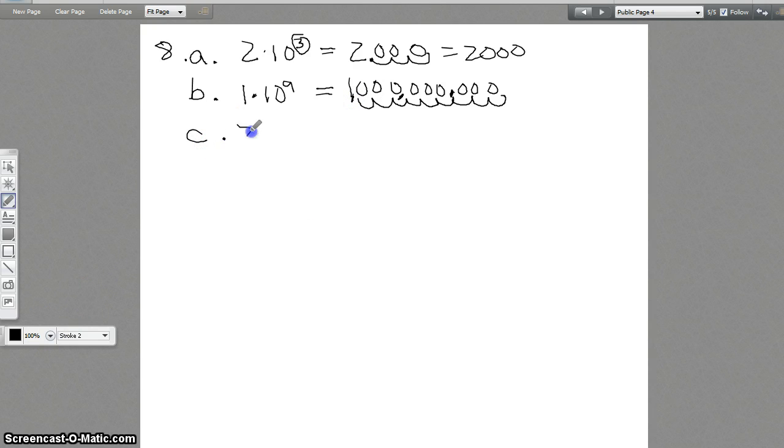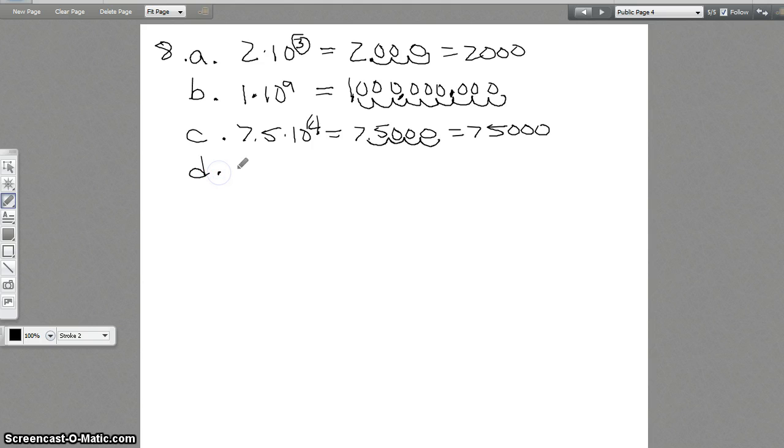Part C, 7.5 times 10 to the 4th. We're going to start with a 7.5 and move the decimal over 4 places. Notice the decimal is between the 7 and 5, not after the 5. So here is 1, 2, 3, 4. We're only filling in 3 zeros. So this is 75,000. We don't just add 4 zeros on to the end of this. We start off with the decimal between the 7 and the 5.